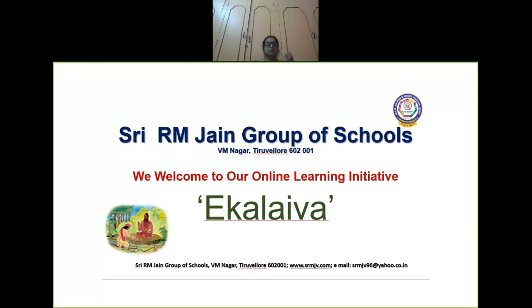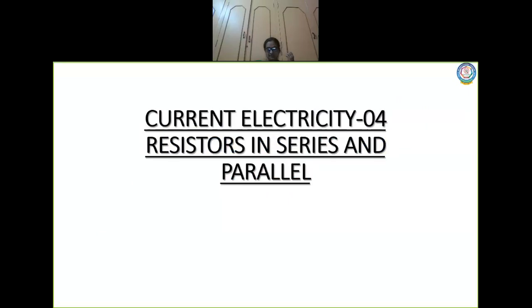So these are some of the concepts we were discussing, right? The same applies here also. Here we are going to talk about resistors which are going to be connected in series and resistors that are going to be connected in parallel. So what happens when resistors are connected in series? That is the first topic today.